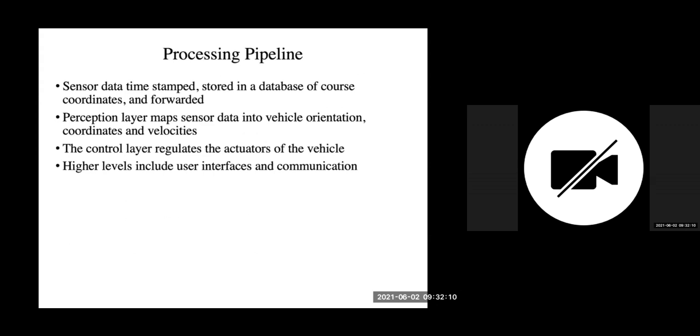So the sensor data is typically time-stamped and stored in the database of coordinates and forwarded. The perception layer maps the sensor data into vehicle orientation, coordinates, and velocities. The control layer regulates the actuators of the vehicle. Then there are high levels, including the user interface and also communications. Okay, this will be high-level stuff.